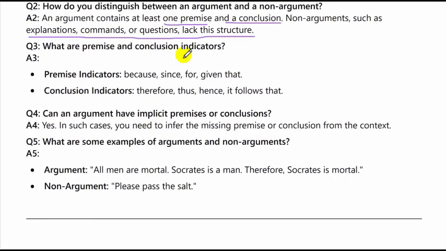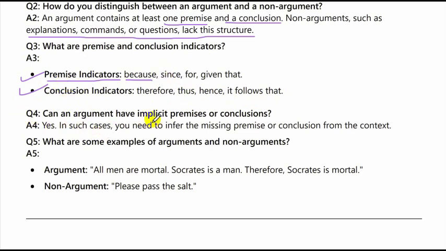What are premise and conclusion indicators? Premise indicators are basically words like because, since, for, given that, and so on, which may be present anywhere in that particular premise. Conclusion indicators are words like therefore, thus, hence, it follows that. Very important to understand these two indicators for premise and for conclusion. So how do we determine whether a statement is a premise or a conclusion? It is by these words.